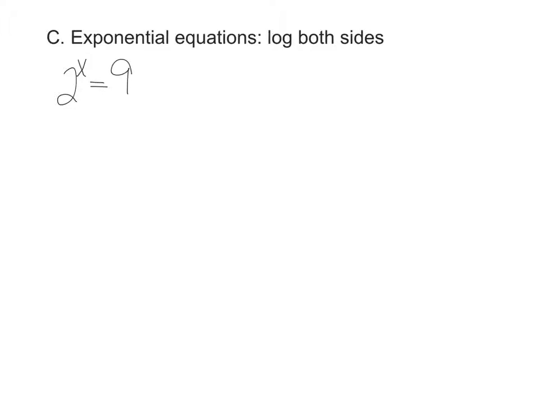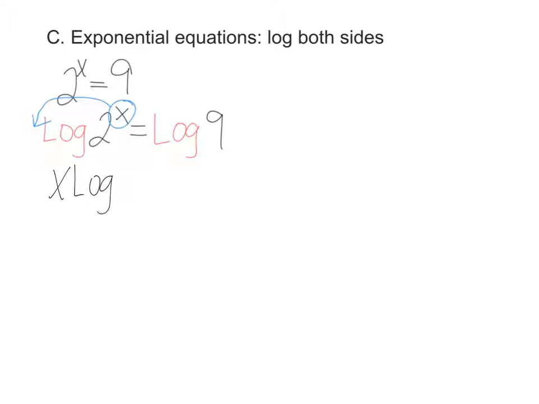So this says when we had the square, we could take the square root of both sides. When we had the cube, we could take the cube root of both sides. So if we have an exponential function, we can take the log of both sides. And we end up with the log of 2 to the x equals the log of 9. And we have to know our power property here. Our power property says the x can become our coefficient. We end up with x log 2 equals log of 9. To get x by itself, we divide by the log of 2.